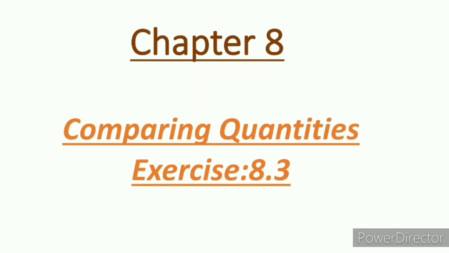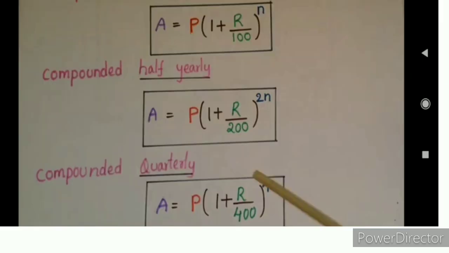Hello students, today we continue exercise 8.3 of chapter 8, Comparing Quantities. We are finding compound interest annually and half yearly using the following formulas.